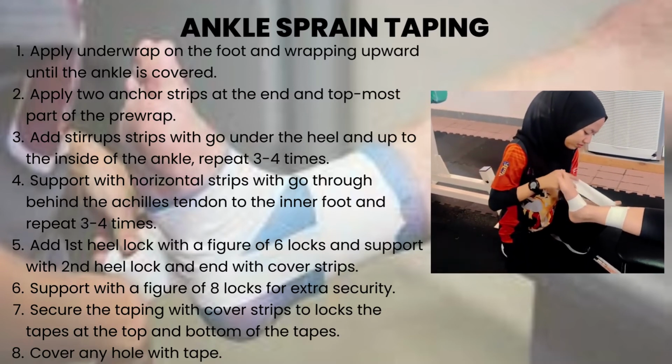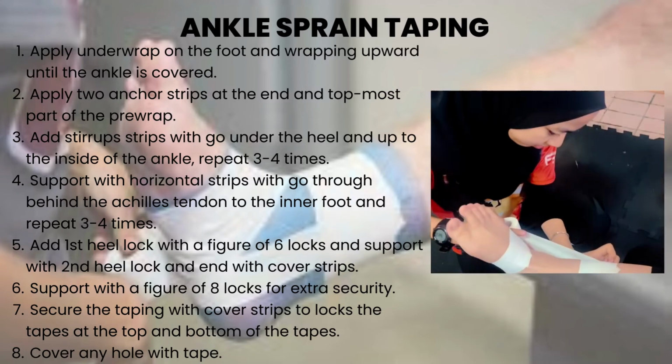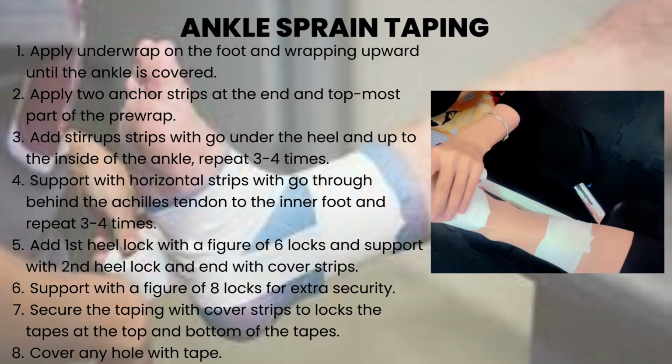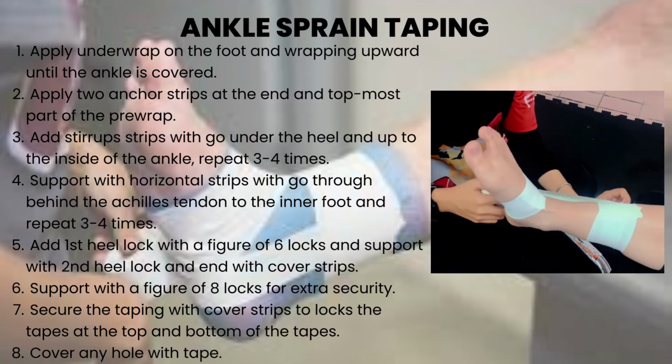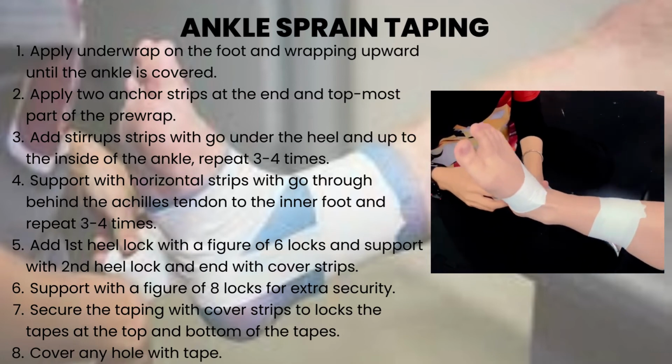Add basic stirrup strips. Start the first strip from the outside of the ankle and go under the heel and up to the inside of the ankle, and repeat 2 to 4 times.